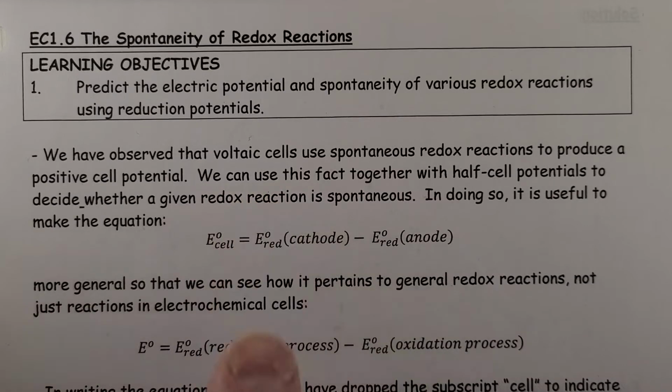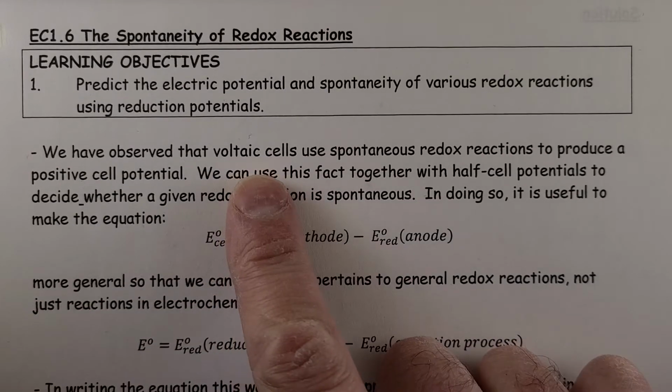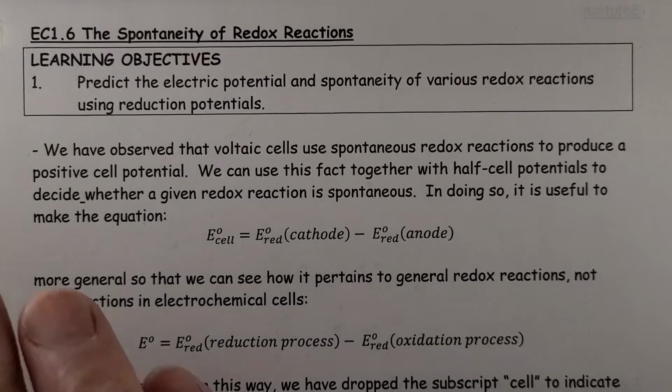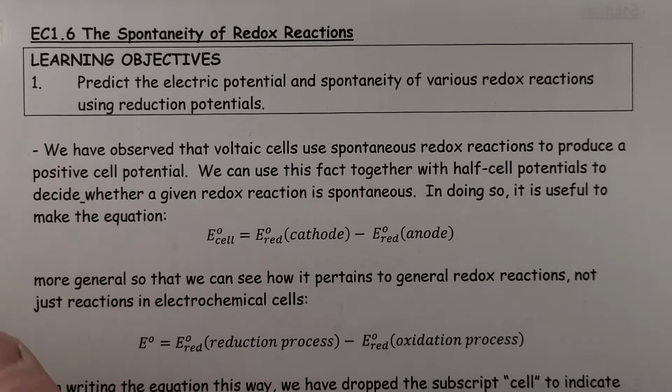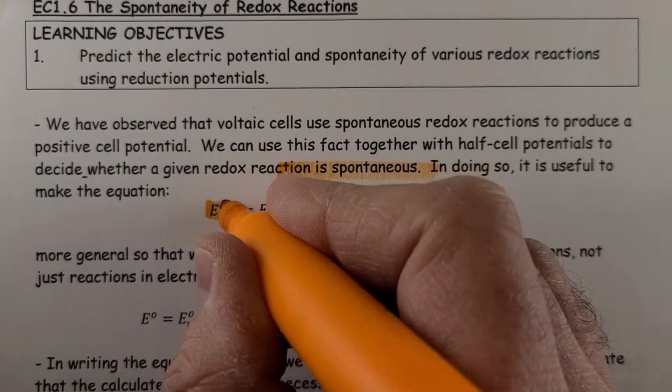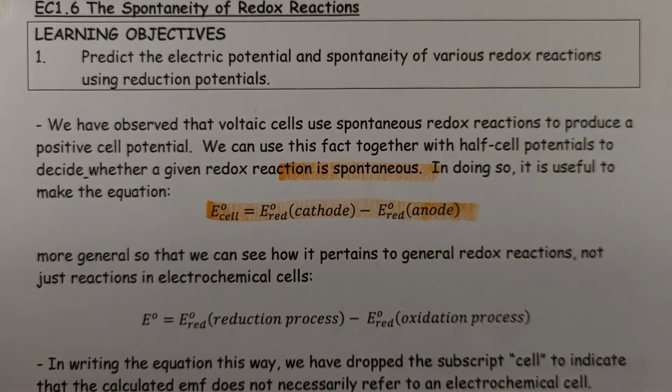So we have observed that voltaic cells, or electrochemical cells, use spontaneous redox reactions to produce a positive cell potential. We can use this fact together with half-cell potentials to decide whether it is spontaneous or not. So of course we use this idea from before.